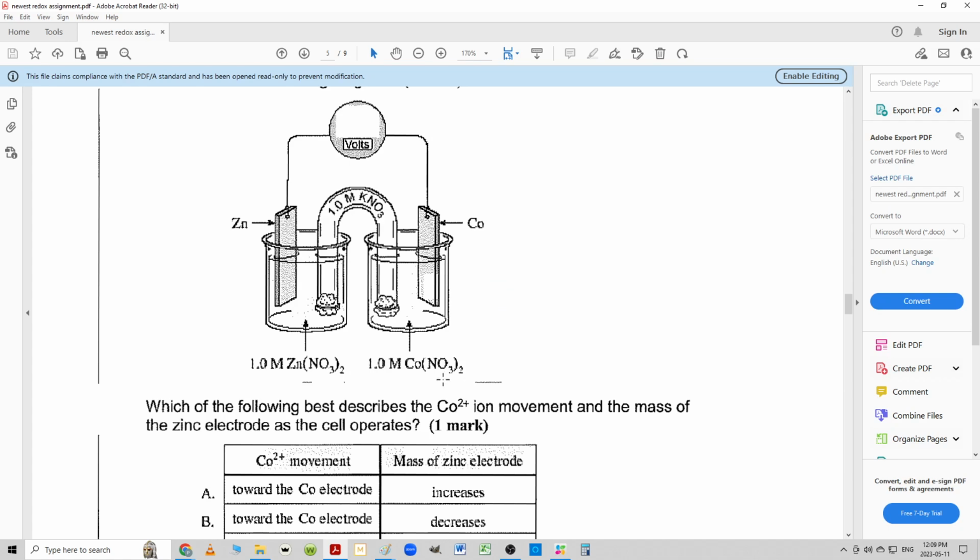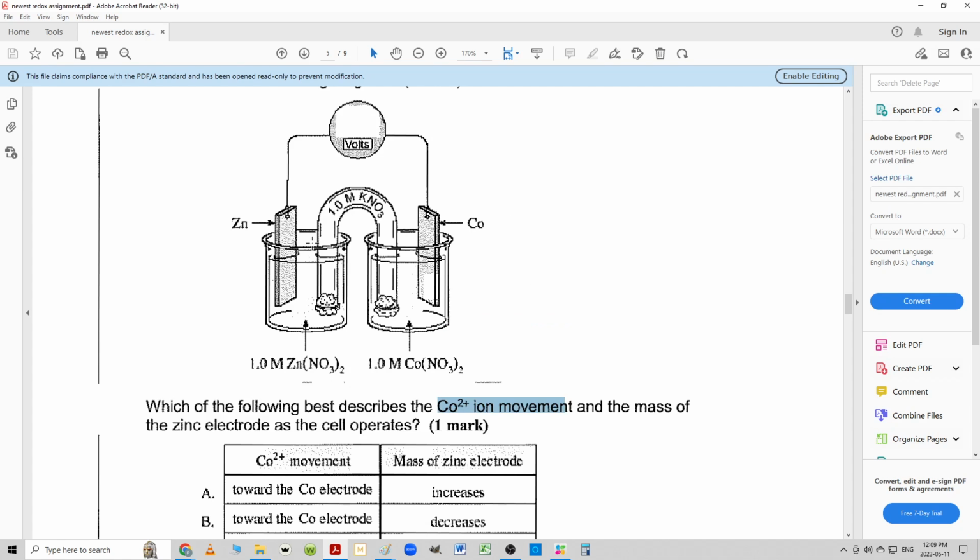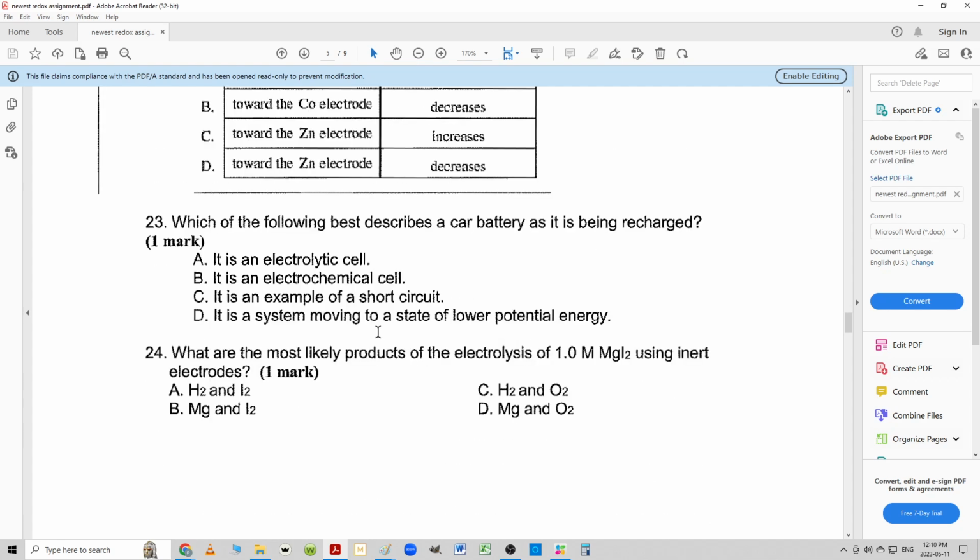Ion movement, so that's within solution. And that's a common question. Anions move towards the anode. Cations move towards the cathode. So you just have to figure out who is above who on the potential table to figure out who's being reduced and who's being oxidized.